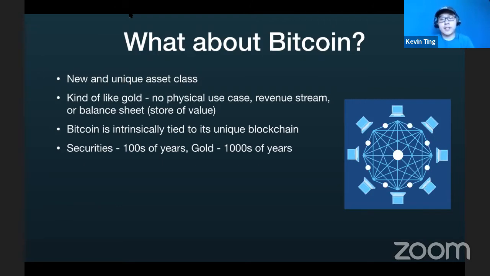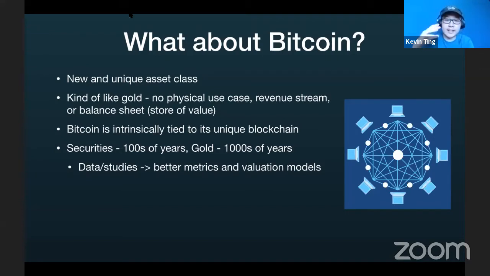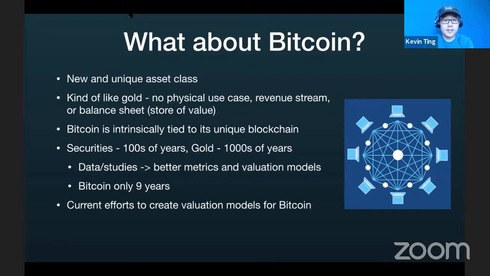Securities, as in stocks, have been around for hundreds of years, gold and silver for thousands of years. So there's a lot of data and studies that have created good metrics and valuation models for securities and gold. But Bitcoin's only been around for 9 years, since Satoshi mined the first block. So there's not a lot of data to go off of. There have been current efforts, though, to create valuation methods for Bitcoin, and this can potentially be useful when trying to analyze its price. So let's take a look at a few.